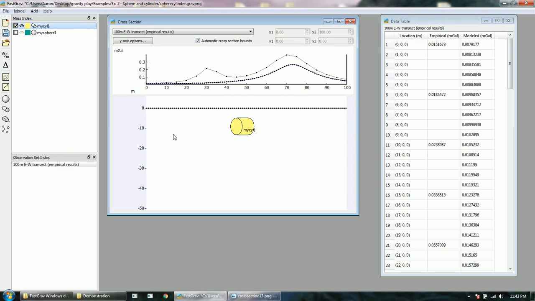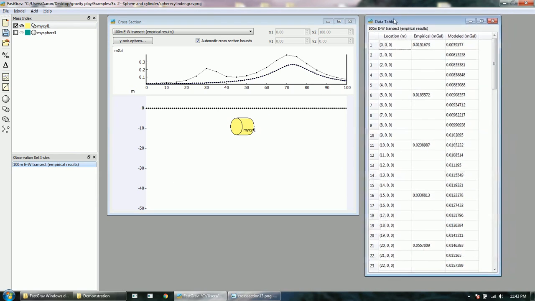Or you can open up the observation set table, which you do by right-clicking here and choosing Open Table, which I have open already. So the cross-section is just a convenient visualization of your data. You don't have to use it at all if you don't want. You can rely completely on editing the mass items from the mass index and viewing your numbers in this table if you really want to.